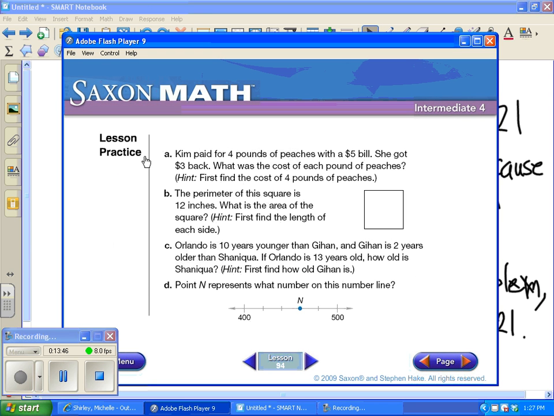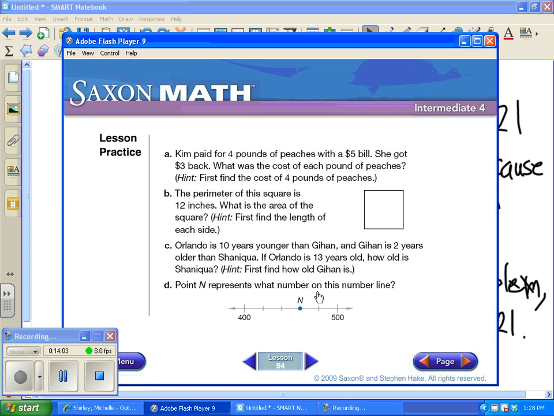Okay, let's do some more lesson practice. Kim paid for 4 pounds of peaches with a $5 bill. Hey, this is like that apple problem earlier, isn't it? She got $3 back. What was the cost of each pound of peaches?